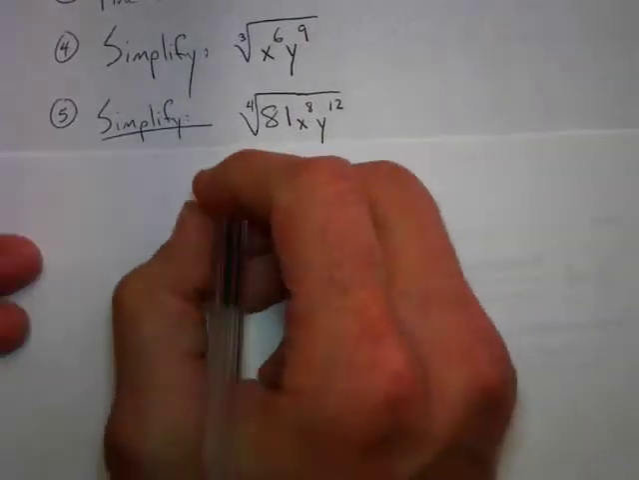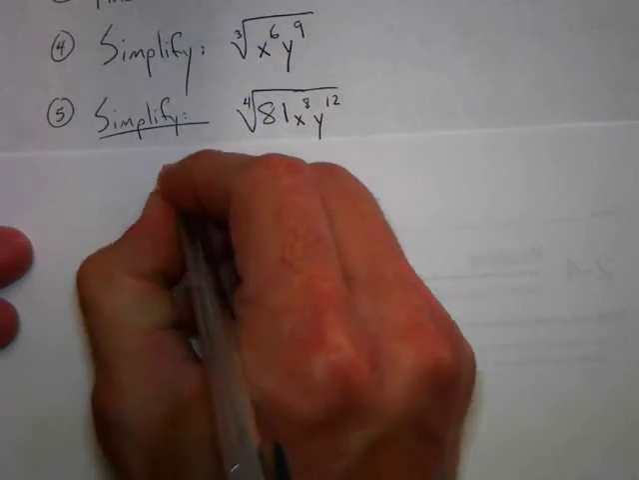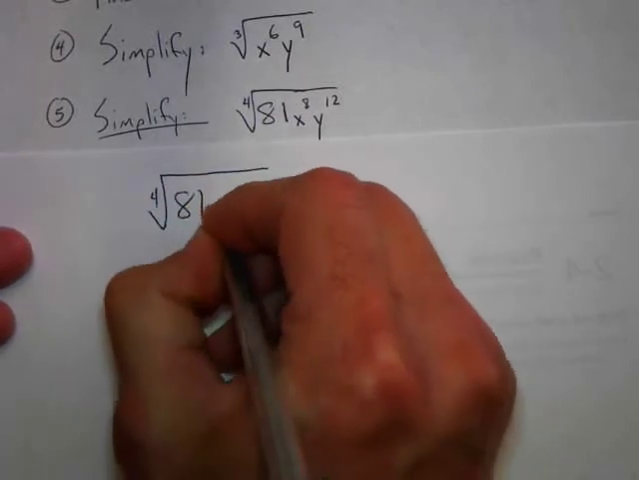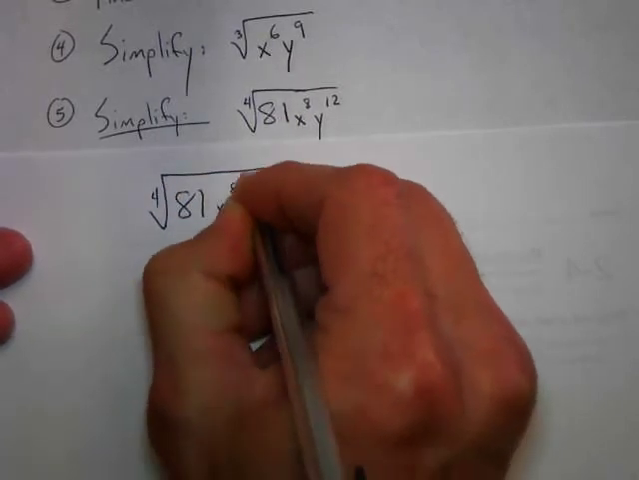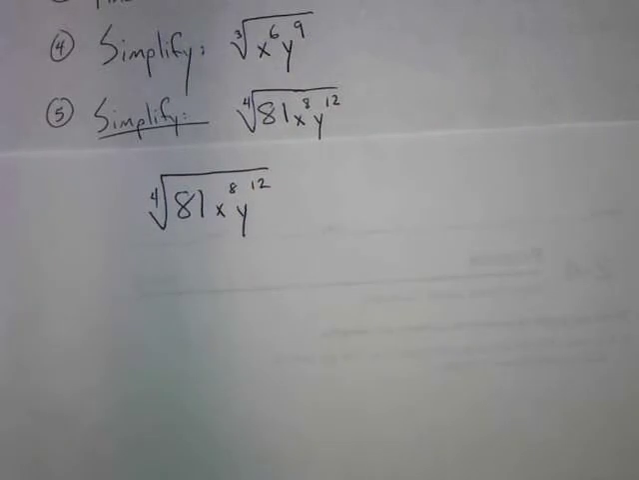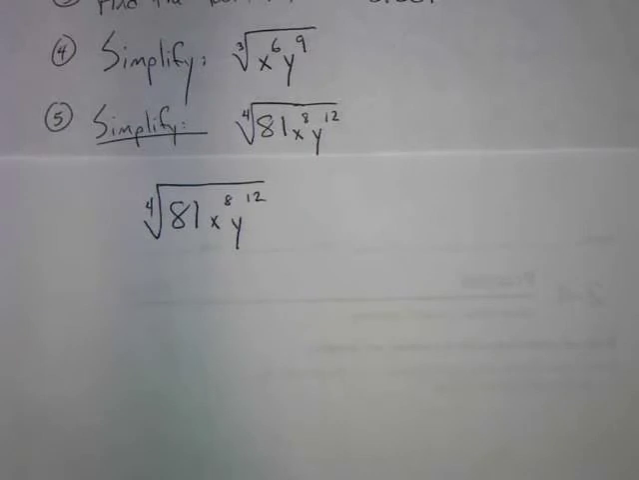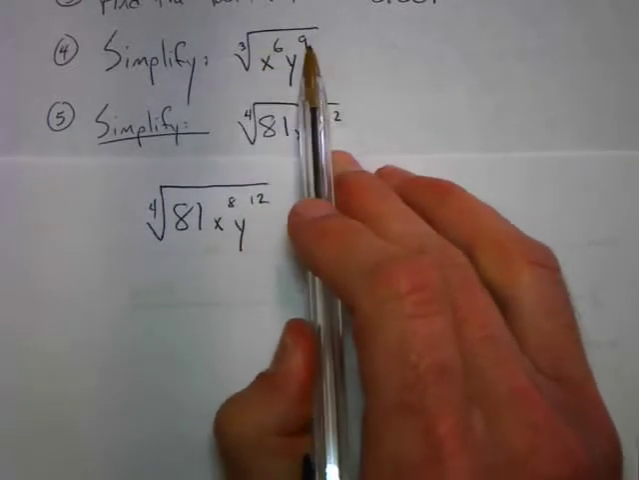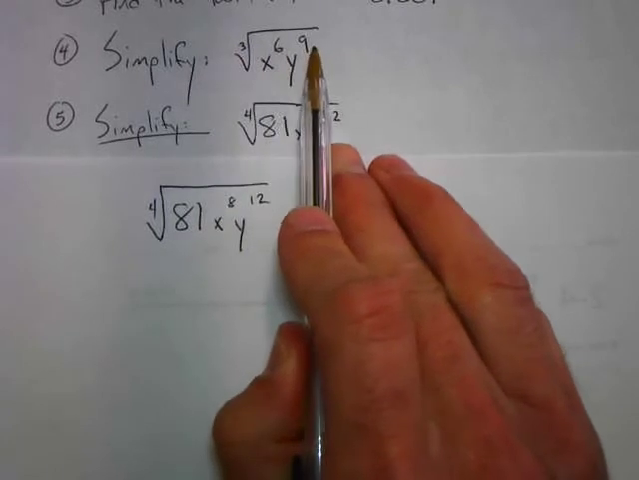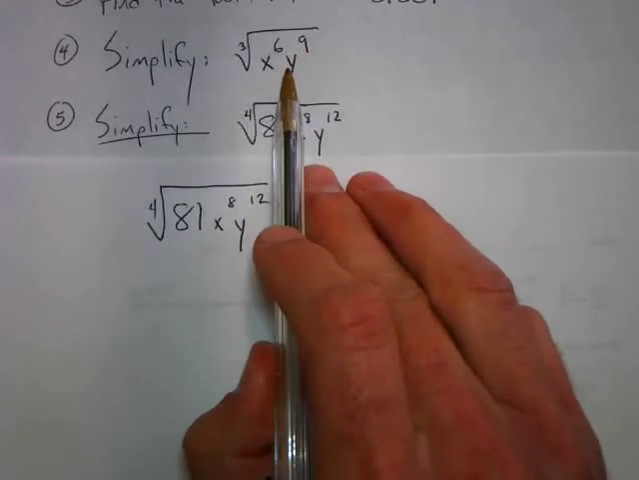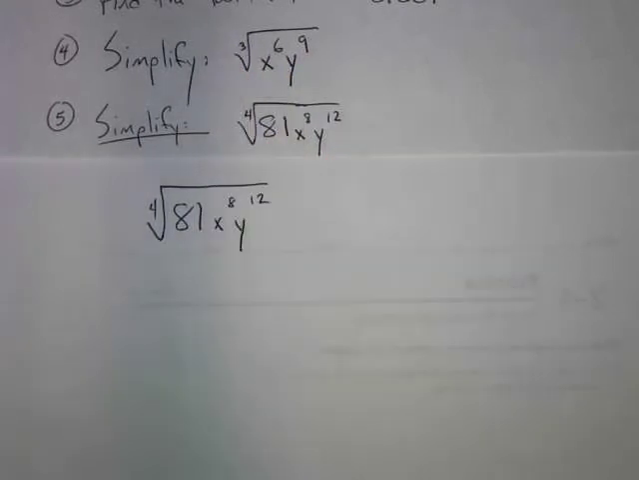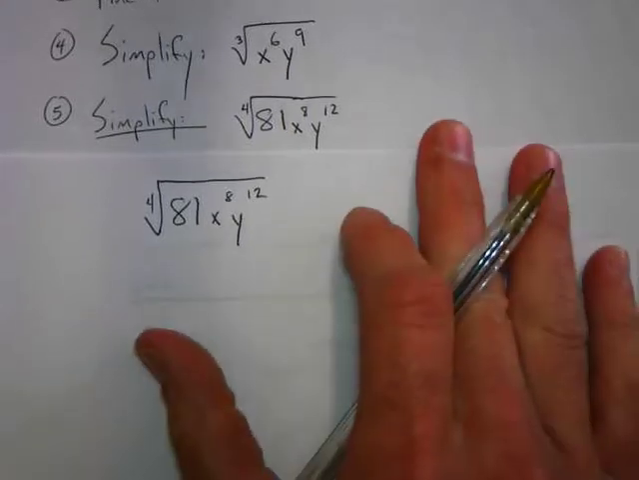So now we're going to simplify number 5. We have the 4th root of 81, x to the 8th, y to the 12th. If you were paying attention to the last problem and the last answer, and you look at the question again, hopefully you can see some relationships between the exponents inside the radical and the index, right? That's a little gimme. Okay, so hopefully you can see a relationship.